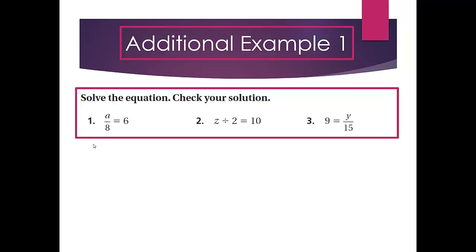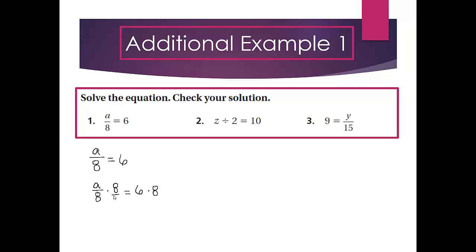For number 1, we have a divided by 8 equals 6. We are dividing by 8 in this problem, so we're going to do the opposite, which would be to multiply by 8. So we have a divided by 8, and then we'll multiply by 8, and that will be equal to 6 times 8. We want to make sure we do the same thing on both sides. We multiply both sides by 8.